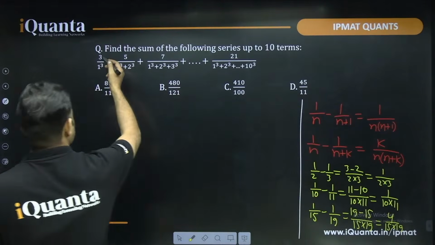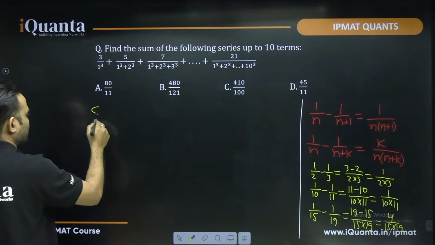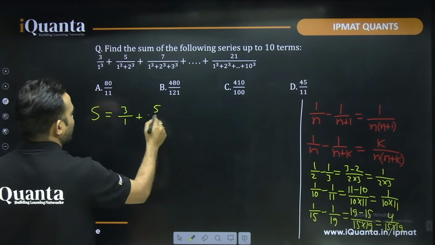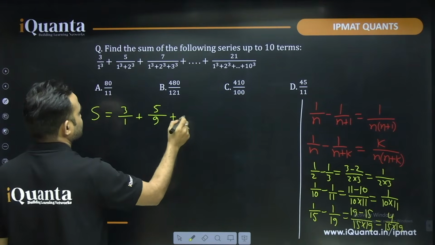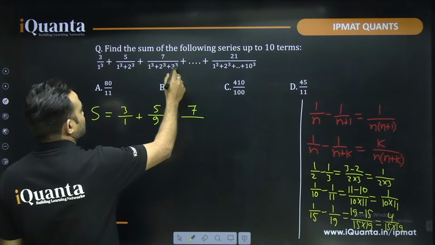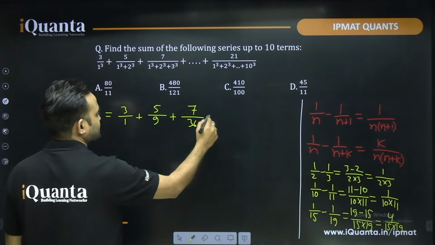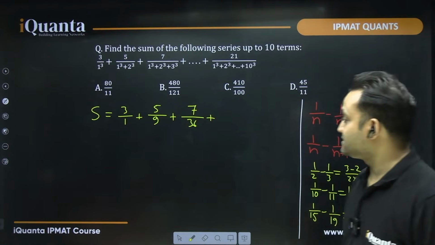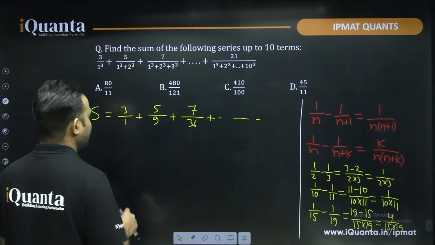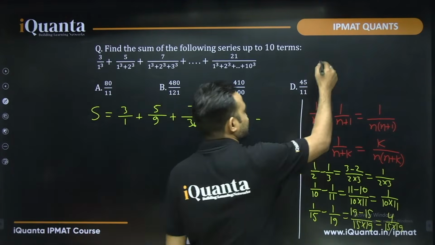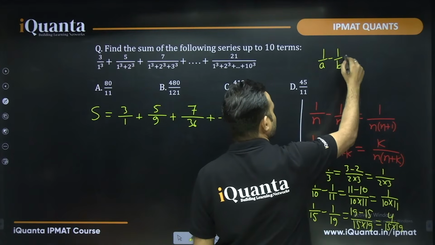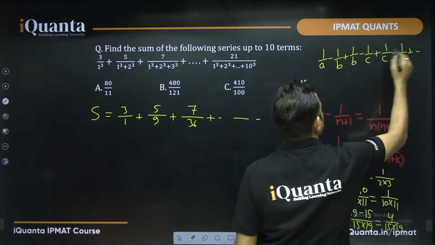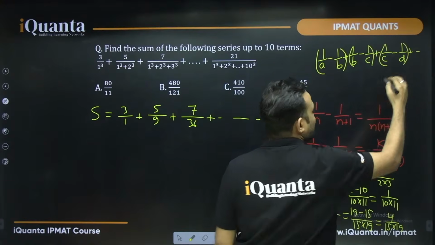Okay, so if you check this series, the sum S is equal to 3/1 + 5/8 + 7/27 + 9/64 + 11/125... and so on, and we can go on. In these types of situations, you always need to break these series into something like 1/a − 1/b + 1/b − 1/c + 1/c − 1/d, and so on. You always need to break these terms like this, right?